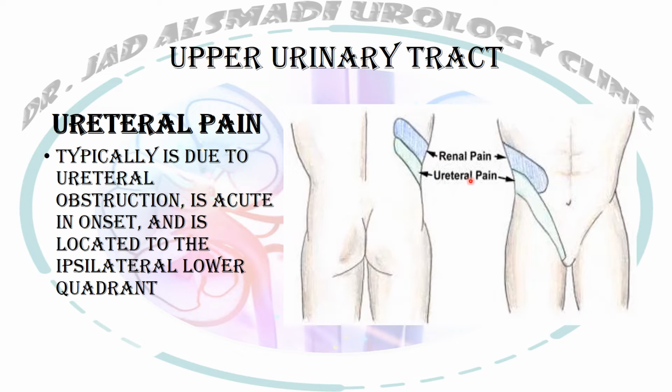Pain due to the ureter is typically due to ureteral obstruction. So obstruction in the ureter is almost always the cause of the pain. That's why the pain in the ureter is going to be acute in onset and can be located in the ipsilateral lower abdominal quadrant and the groin, reaching to the scrotum, and the labium in the female.